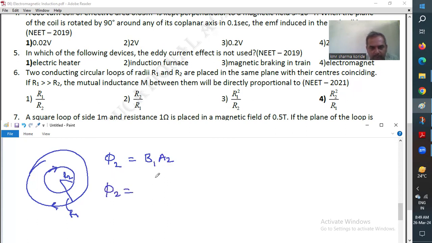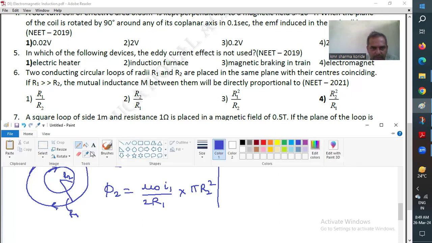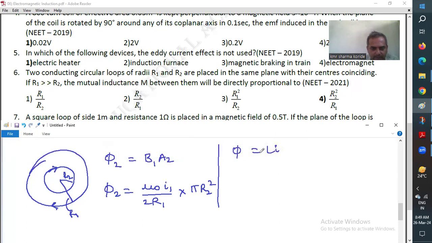Phi 2 is equal to, get back the formula, mu naught I by 2R1. Since it is only one turn, we can restrict that. This is an application of the Biot-Savart law, into pi R2 square. So therefore, from the idea of inductance, phi is equal to L i. So the L position is occupied by this quantity. Sorry, M, you need to write M here.